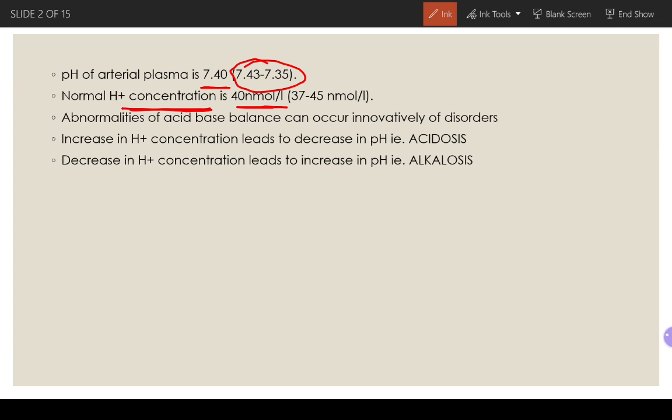When you have an increase in H plus concentration, that will lead to something called acidosis, in which you'll have a decrease in pH. So increase in H plus concentration, there'll be a decrease in pH. And when you have a decrease in H plus concentration, you'll have an increase in pH. The plasma is going to be more alkaline, which is called alkalosis.